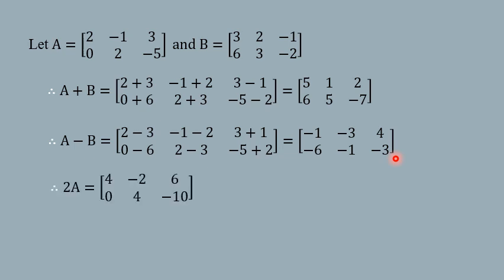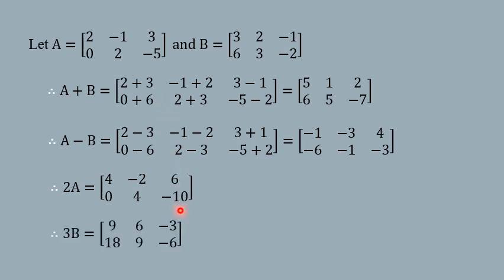Now we find 2A, that means we have to multiply matrix A by 2. That means we multiply all these 6 elements by 2. That means the answer is 2 into 2, 4, 2 into minus 1, minus 2, 2 into 3, 6, 2 into 0, 0, 2 into 2, 4, 2 into minus 5, minus 10.